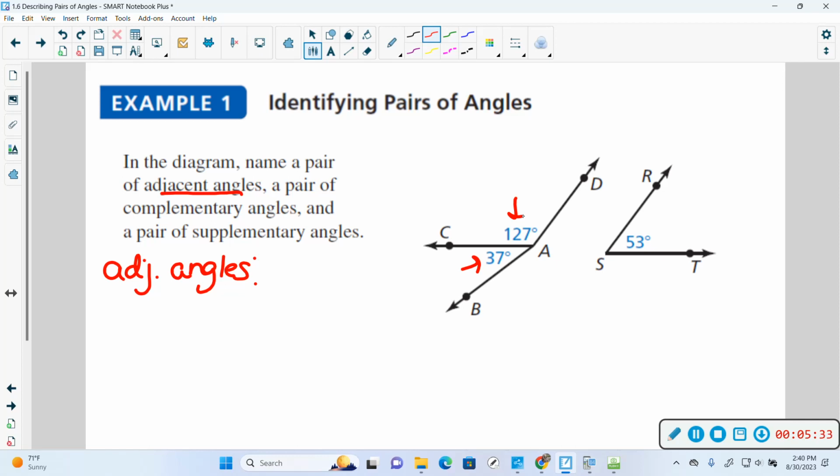I can't just say angle A, because which thing are you talking about? I have to use the three letters. So I'm going to call the bottom one angle BAC. You could have that scrambled. You could have it CAB, of course, too. You could have it reversed. And I'm going to call the top one CAD.